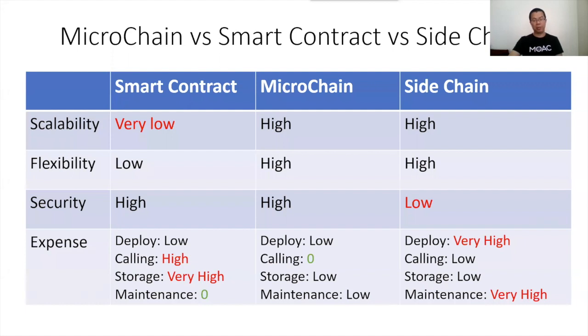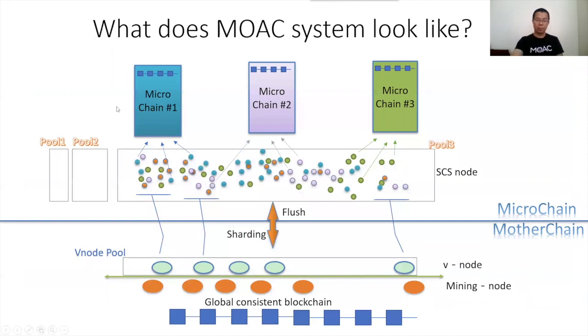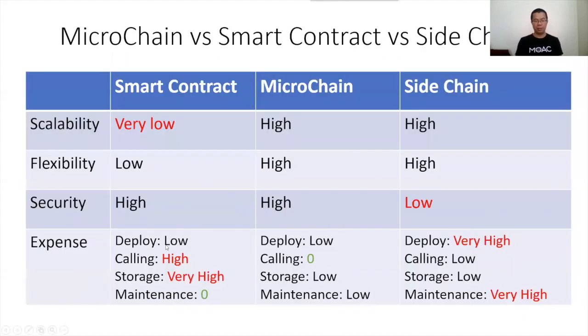Basically, you want to deploy a separate blockchain, even if it only consists of maybe 20 nodes, you still need to deploy 20 servers. So when you call a smart contract, the cost is actually very high because whenever you call a smart contract, you need to pay the gas. And in the existing Ethereum system, you probably need to pay maybe $1 for a smart contract execution.